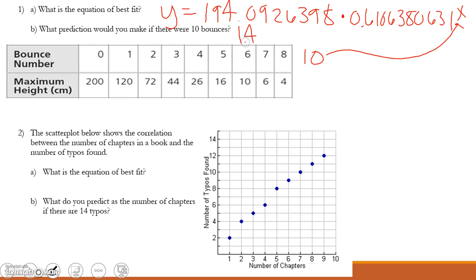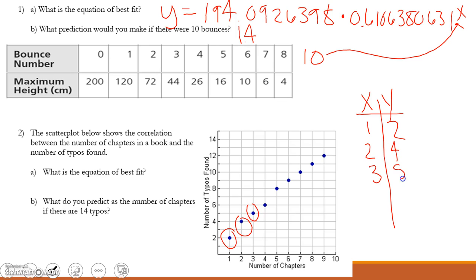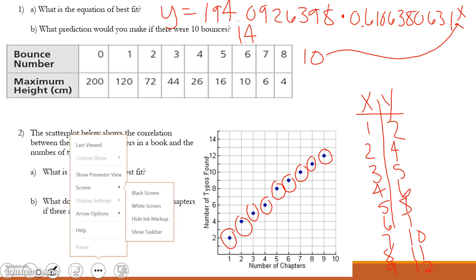All right, the last one, this is a graph this time. So what you would want to do is make yourself a table off to the side, and you're going to put each of these ordered pairs in. So that ordered pair is 1, 2, and then put in this ordered pair, 2, 4. That one is 3, 5, 4, 6, 5, 8, 6, 7, 7, 10, 8, 11, and 9, 12. So then after you have that, you can go and put it into your calculator.